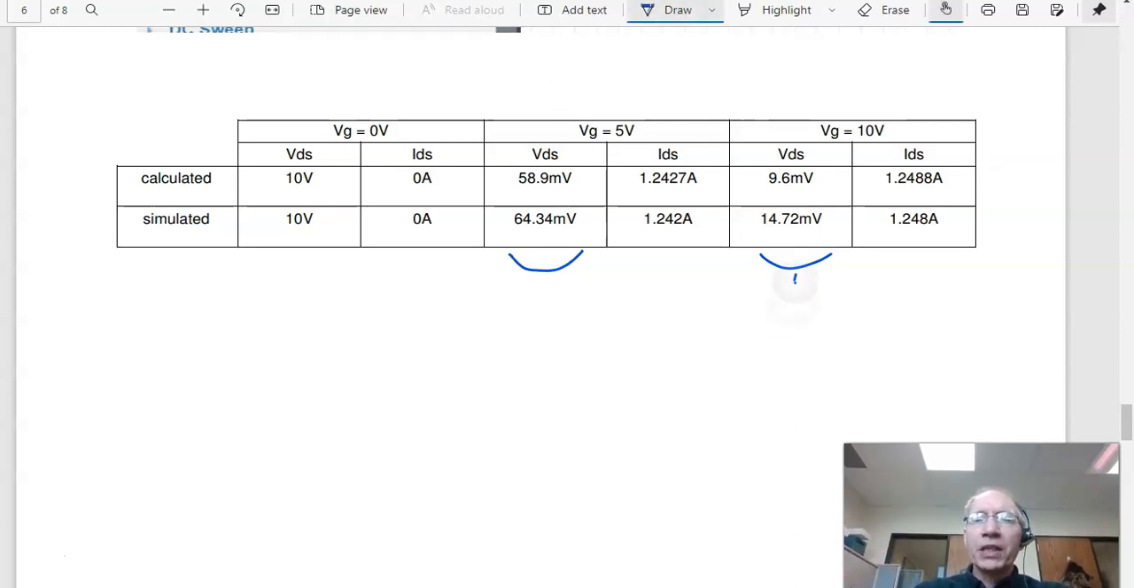This is part of the reason that MOSFETs are better than BJT transistors. For BJT, the saturation voltage is about 0.2 volts, ballpark. For this MOSFET, when it's turned on, I'm getting 14 millivolts. Much, much smaller. So they can also handle much higher currents.